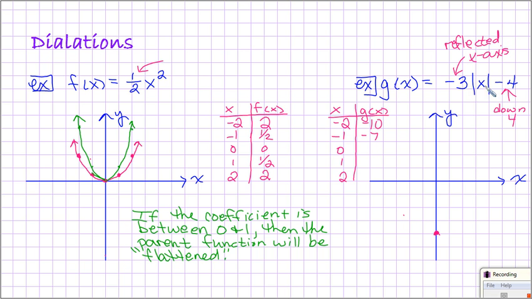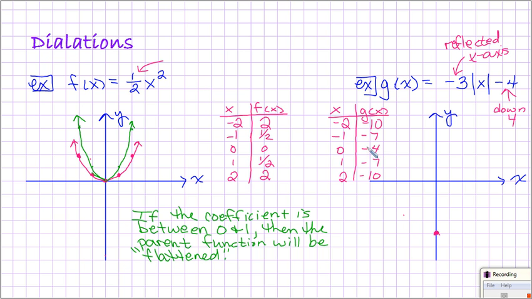So I plug in 0. 0 times -3 is 0. 0 minus 4 is -4. I already have that point anyway. So that just confirms that I'm right. If I plug in x is 1, absolute value of 1 is 1. 1 times -3 is -3. -3 minus 4 is -7. And if I plug in 2, you can probably guess from the table what I'll have. But absolute value of 2 is 2. Negative 3 times 2 is negative 6. Negative 6 minus 4 is negative 10.